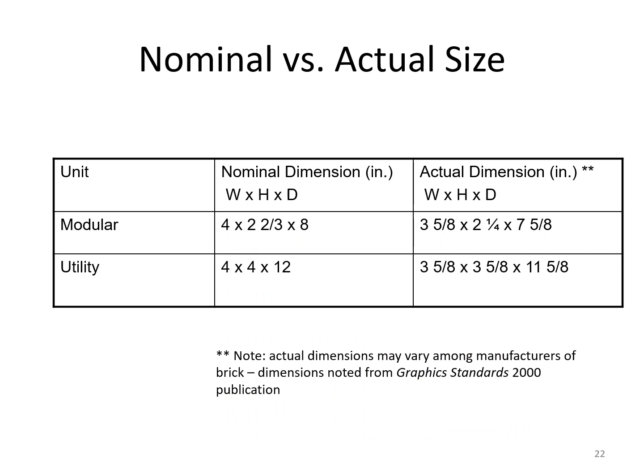So we have this idea of nominal size versus actual size. Like in lumber, where you call it a 2x4, but it's not really 2 inches by 4 inches. That's why we have the nominal, even though they're called a 4 by 2 2/3 by 8 brick. The actual sizes are 3 5/8 by 2 1/4 by 7 5/8. That's just for the modular type. The utility type, you can see how it differs as well. So just remember, there's nominal and actual sizes. Those are the two ways of calling bricks.